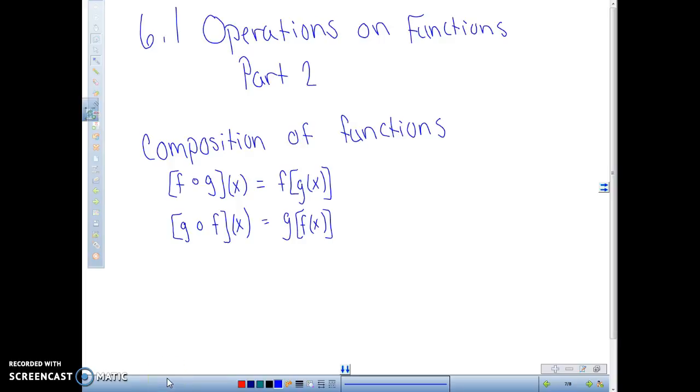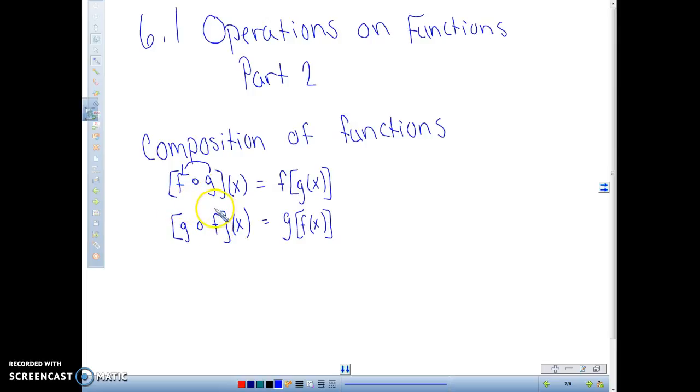This is 6.1, Operations on Functions Part 2, Composition of Functions. These symbols are what we call composition of functions. The first one, let's talk about it first. What this means is that you would take the G function and plug it in to the F function. This says F composition G. So you would take G and you would plug it in to F.